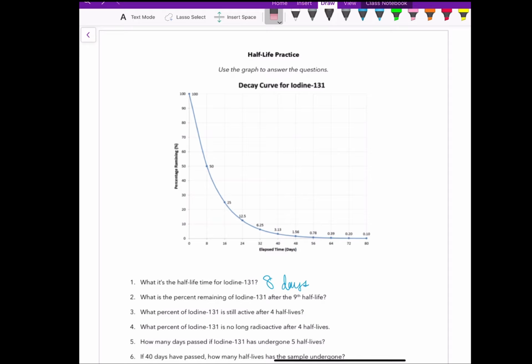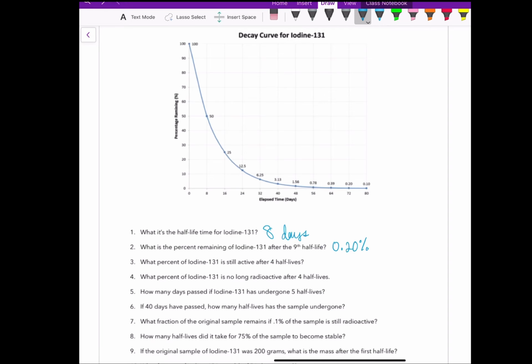Number two, what is the percent remaining of iodine-131 after the 9th half-life? So if we count this out, this is 0 half-lives. 1, 2, 3, 4, 5, 6, 7, 8, 9. So the percent remaining then would be 0.20%.